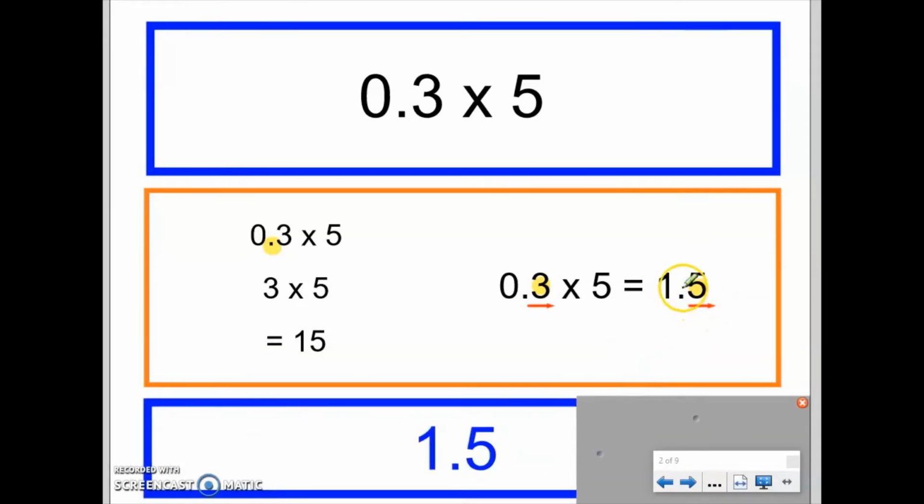If I was to put the decimal point here and have my answer as 0.15, again, if we estimated this, we want 0.3 multiplied by 5, so I want 3/10 of 5. 0.15 is far too small. It's too little. So we can ensure we have the correct answer by looking at my red arrows: 1 digit after the decimal point in the question. So we've equaled that, 1 digit after the decimal point in my answer.